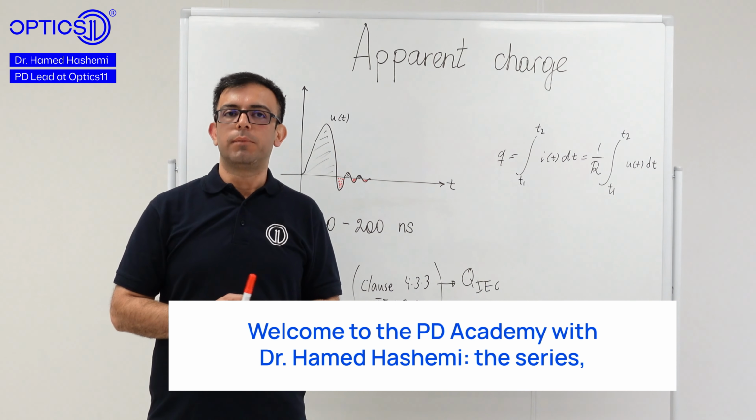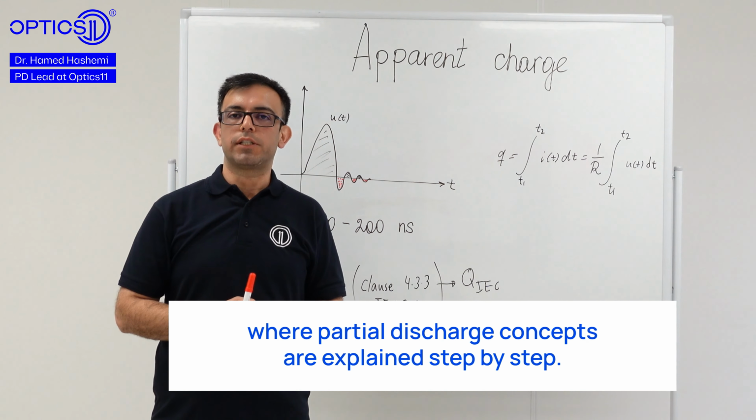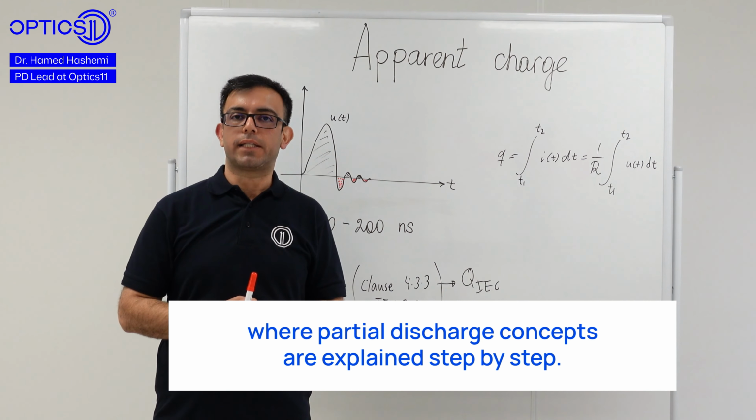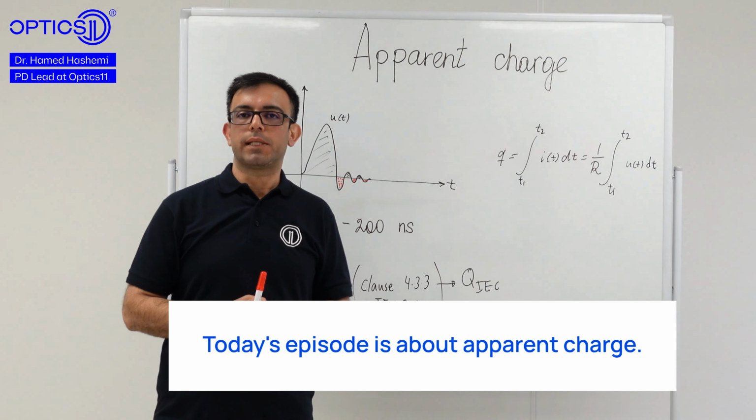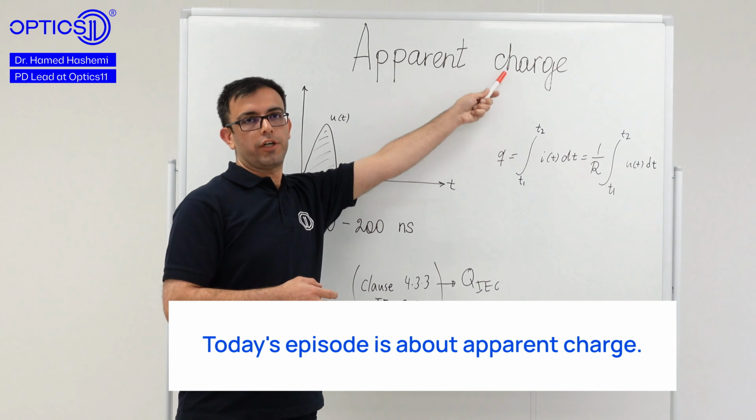Academy with Dr. Hashemi, the series where partial discharge concepts are explained step by step. Today's episode is about apparent charge.